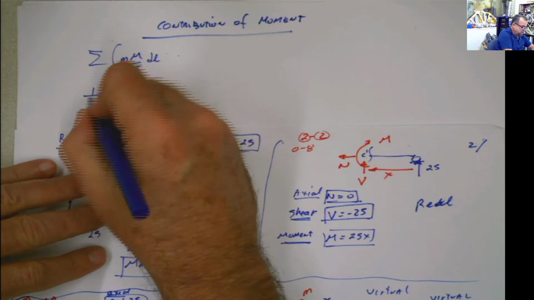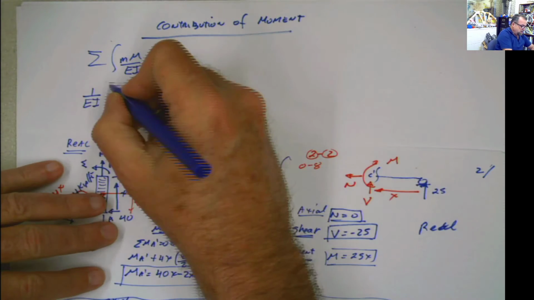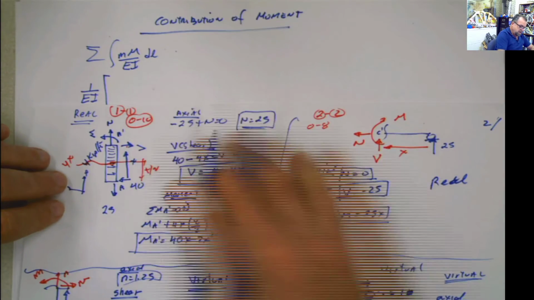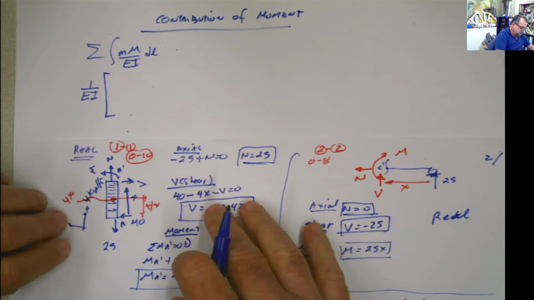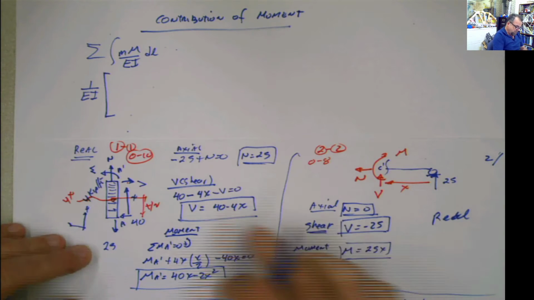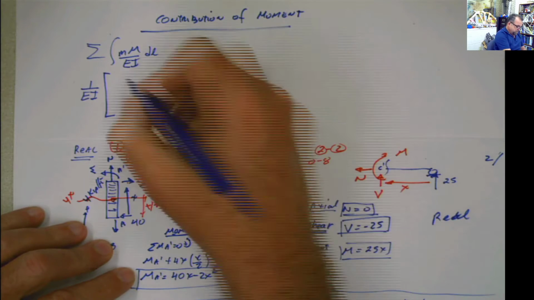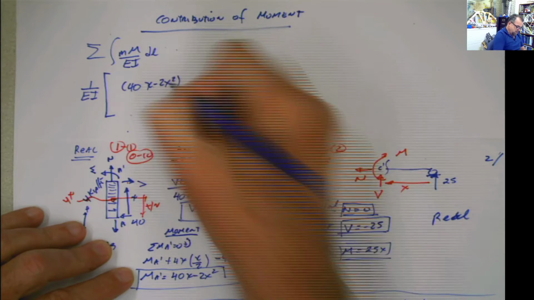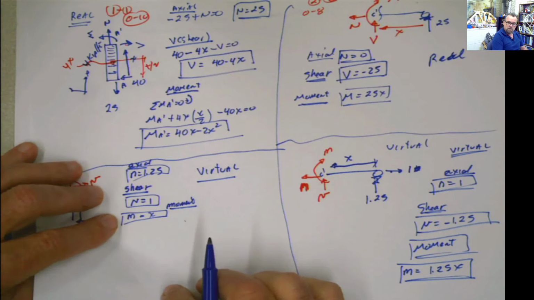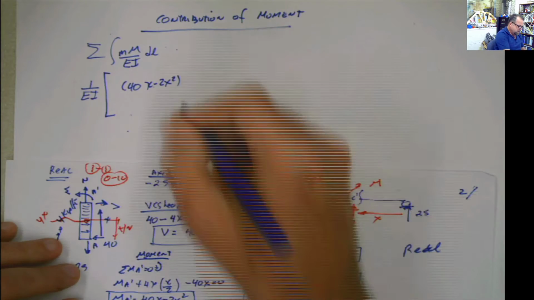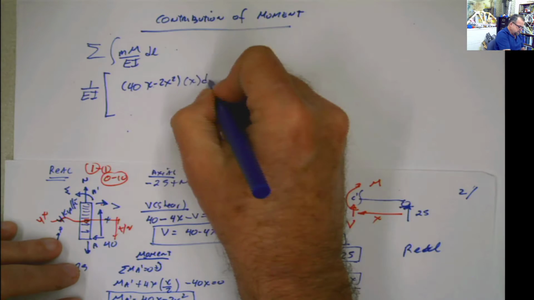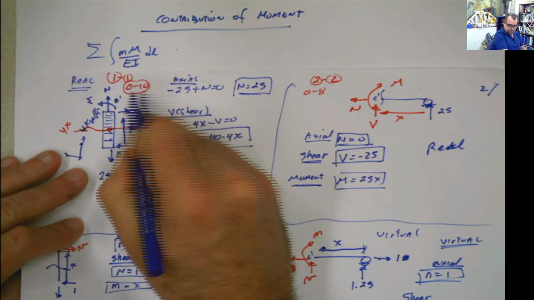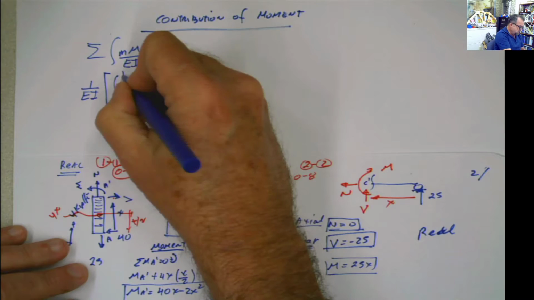It's gonna be 1 divided by EI. That is gonna multiply. First, let's talk about this leg. This is the real, this is the virtual. So what is the real? The real is, for the moment, this one: 40x minus 2x squared, and the other moment, the virtual moment, is x. So multiply by x dx, integral of this, between what and what? Between 0 and 10. That's what I put here, between 0 and 10.